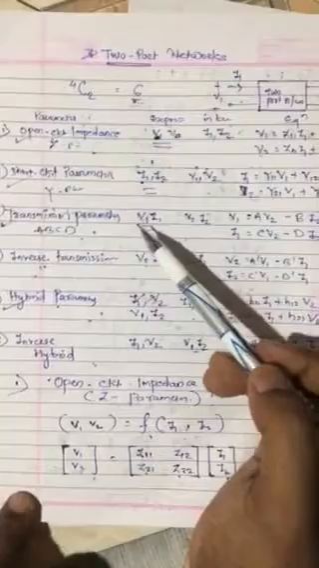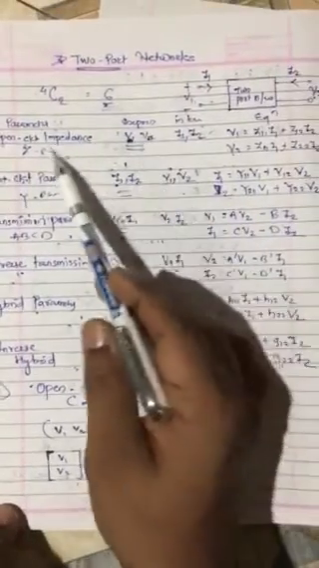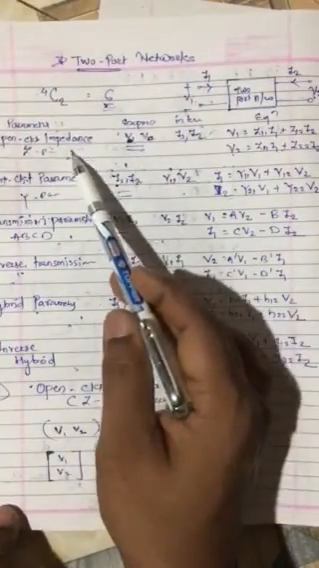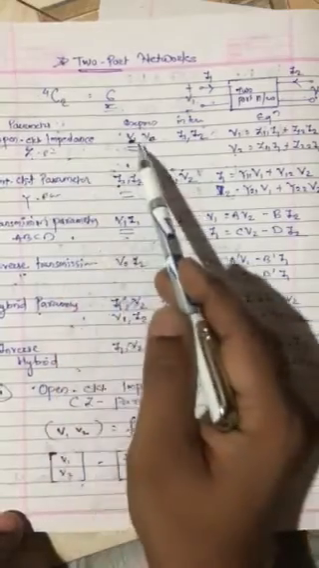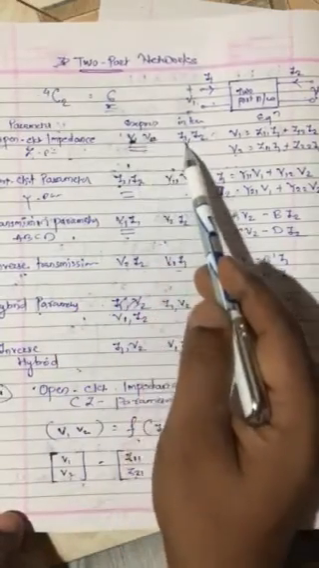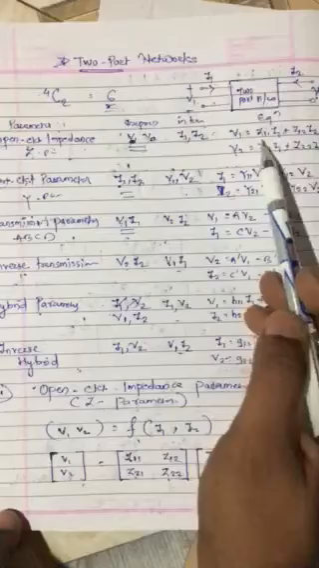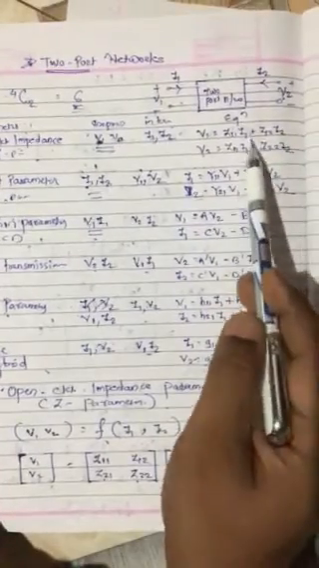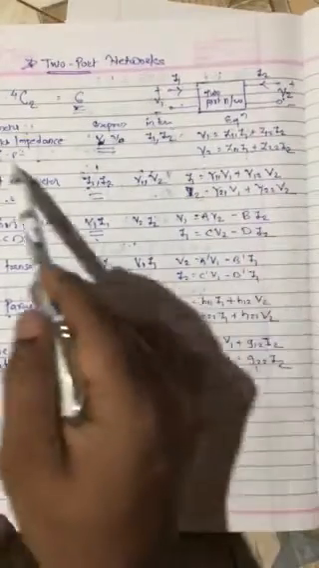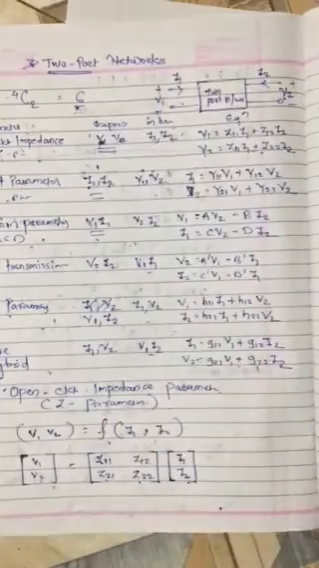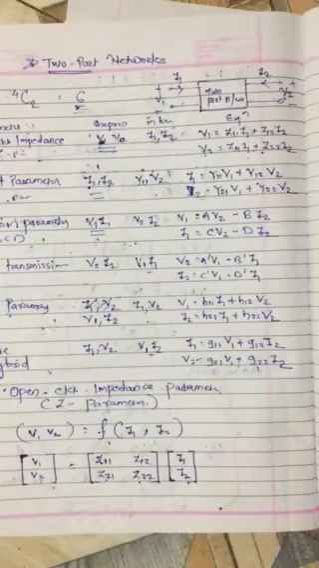We have seen the open circuit impedance parameter, also called the Z parameter, where V1 and V2 are expressed in terms of I1 and I2. These are the equations for the Z parameter. For the Z parameter we studied two conditions, that is the condition for reciprocity and the condition for symmetry.